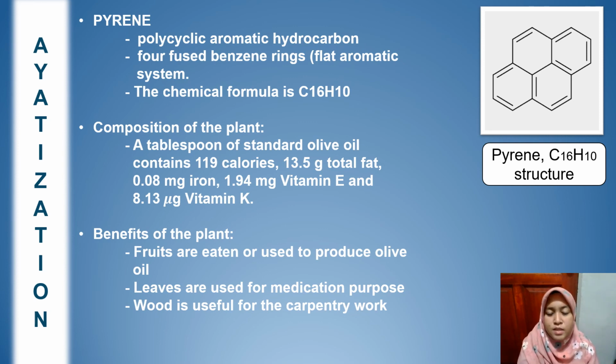Lastly is the benefits of the olive plant. One thing to remember is that all parts of the olive plant are very useful towards living things. Firstly, the fruits of the olive plant can be eaten or used to produce olive oil. Next, the leaves of the olive plant are used for medication purposes. And lastly, the wood of the olive plant is very useful for carpentry work. Therefore, from verse 20 Surah Al-Mu'minun, we know about the greatness of Allah by creating the olive plant that is very useful for us humans.